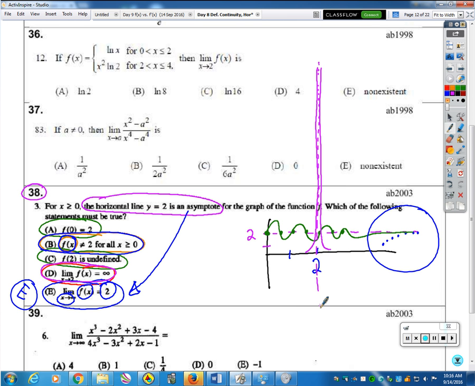which is definitely possible. You can have a function that has a vertical asymptote at 2, and then also a horizontal asymptote at y equal 2. They're just unrelated. Knowing this doesn't tell me that. So all the other answers are just irrelevant. All of these statements could be true, or they could be false. They're just unrelated to a horizontal asymptote.